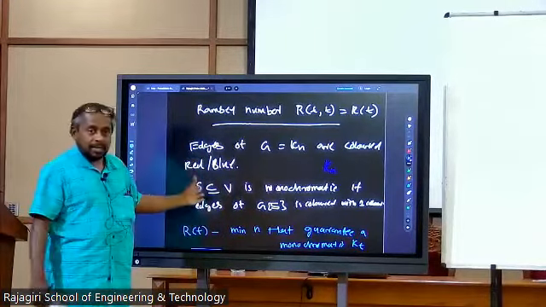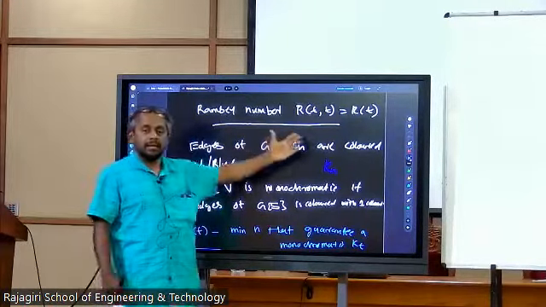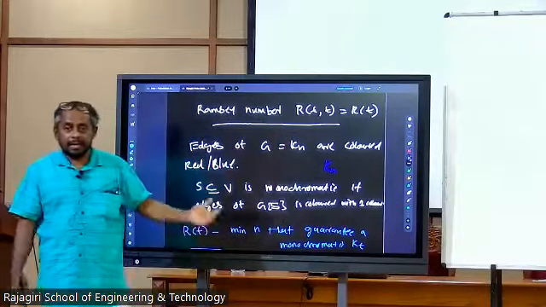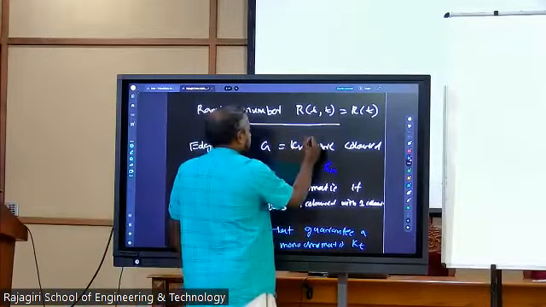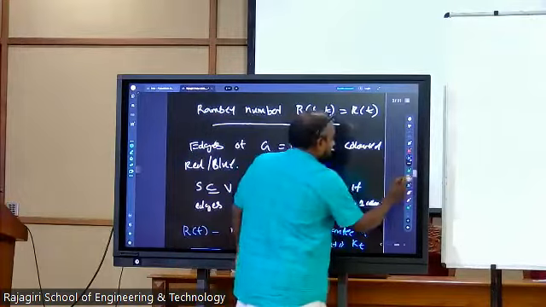Now, as we saw in the case when t is equal to 3, we had R(3) equal to 6, right? We had R(3) is equal to 6.